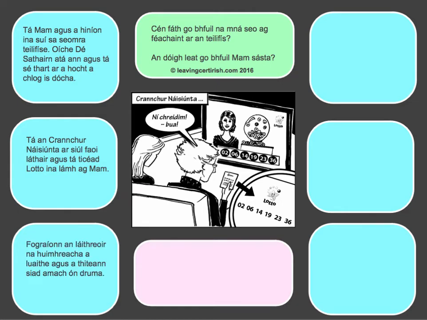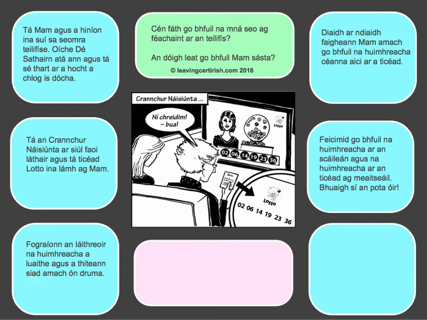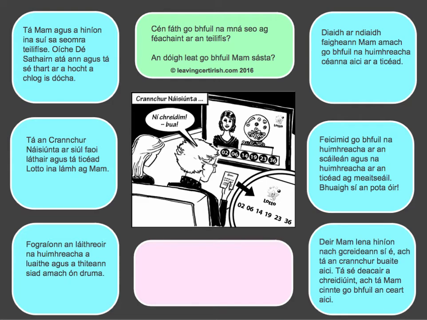Fógraíonn an láithreoir na huimhreacha a luaithe agus a thiteann siad amach ón druma. The presenter announces the numbers as soon as they drop out of the drum or they fall out of the drum. Diaidh ar ndiaidh, faigheann Mam amach go bhfuil na huimhreacha céanna ar a ticket. Bit by bit, Mom finds out that she's got the same numbers on her ticket. Feicimid go bhfuil na huimhreacha ar an scáileán, and we see that the numbers are on the screen. Agus na huimhreacha ar an ticket, and the numbers on the ticket are ag match, they're matching. Bhuaigh sí an Pota Óir, she's after winning the pot of gold, so the top prize.